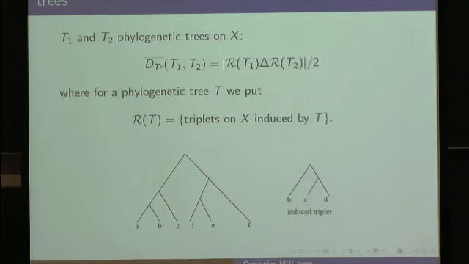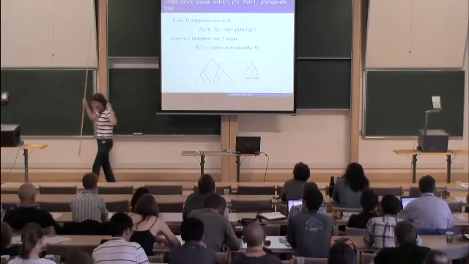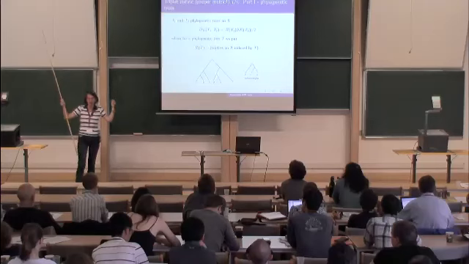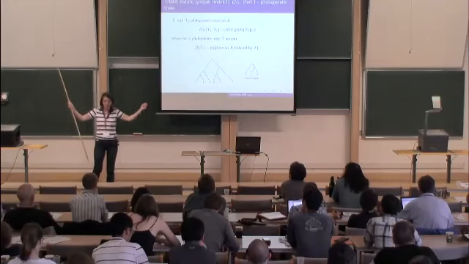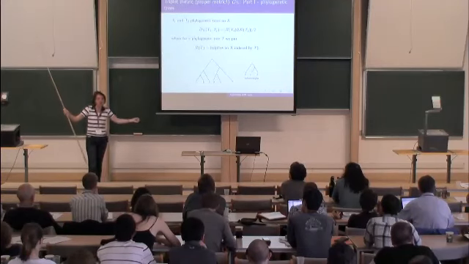So what is the triplet metric? Well, if we again go back to phylogenetic trees, then we can look for each tree, like for this one here, at all the triplets, which are rooted subtrees of size 3 that are displayed by my tree. Now I can look at the triplet distance between two trees as just: take all the triplets induced by them, take the symmetric difference, divide by 2.